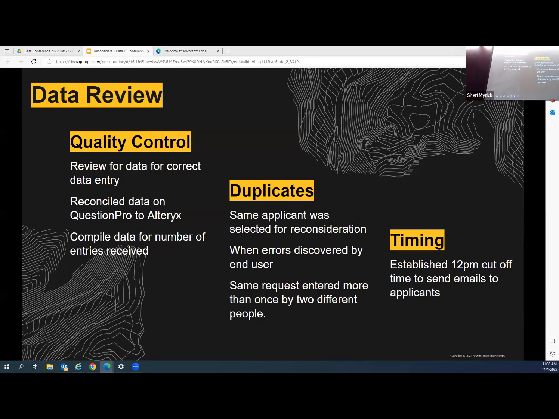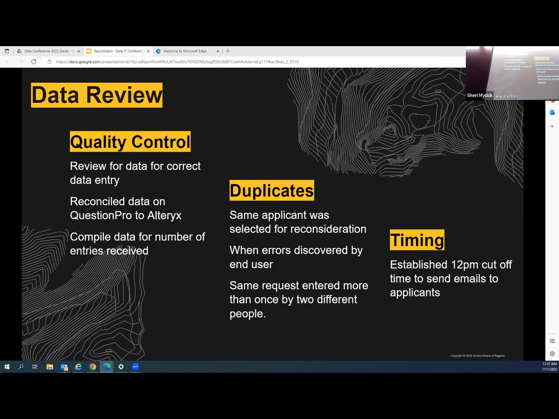Okay, so part of our data review was our quality control piece, because Jeff and I were both getting the emails daily. I was also getting an email weekly from Question Pro, and I set it up there to send me a scheduled email with all of the requests for the week. That way I can double check, because I didn't know what the volume was going to be, and I didn't want the entire data set. I parsed it out by week and would go and make sure that we had the right amount.